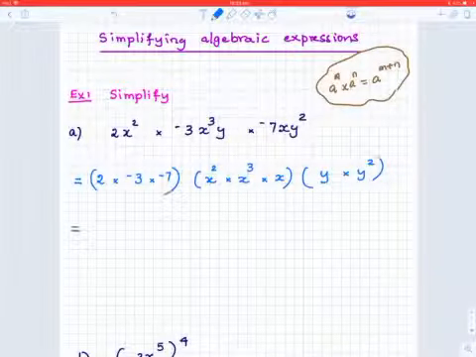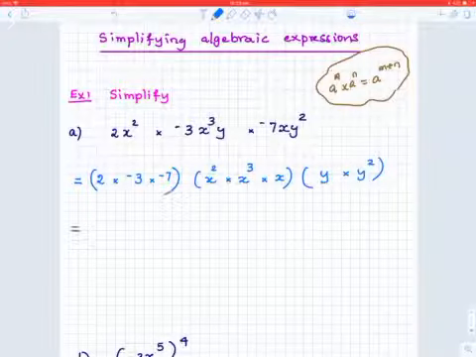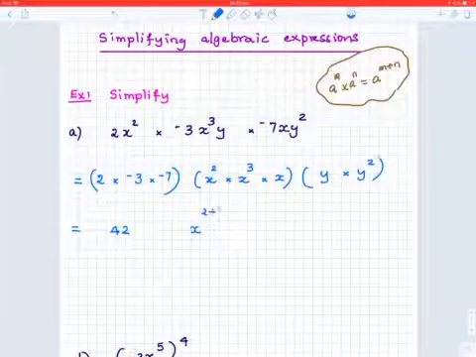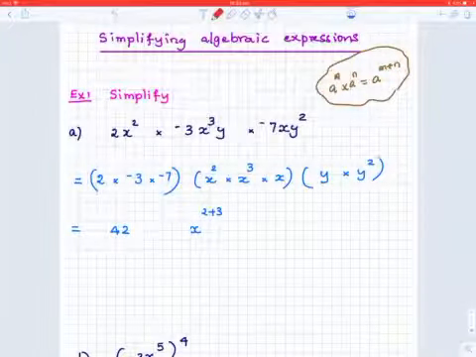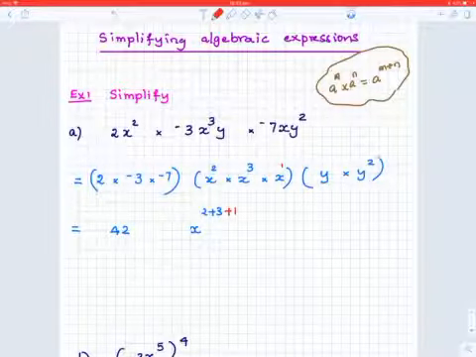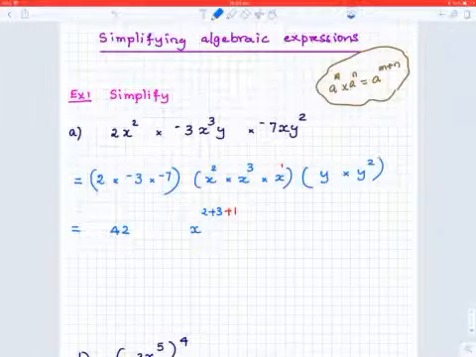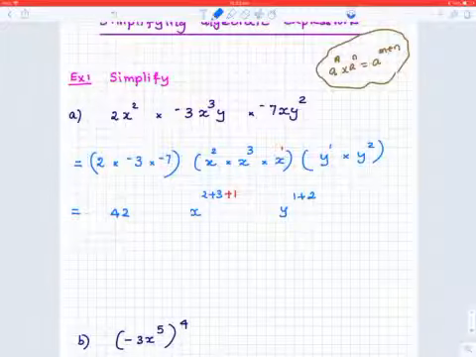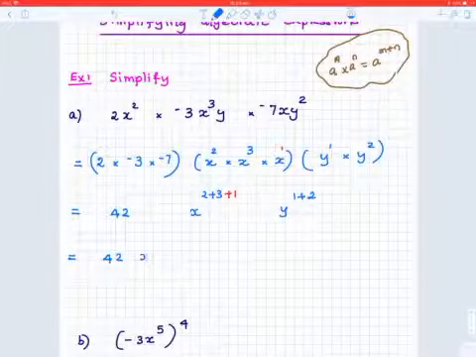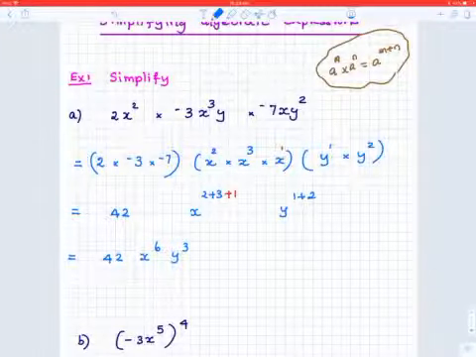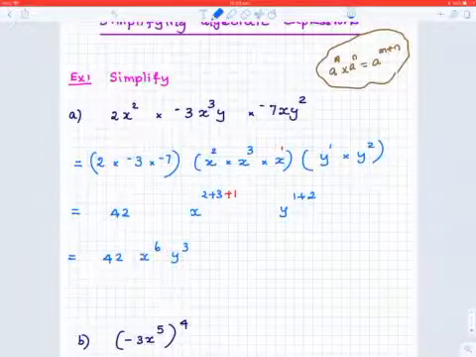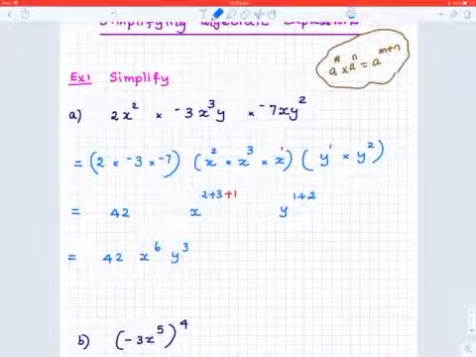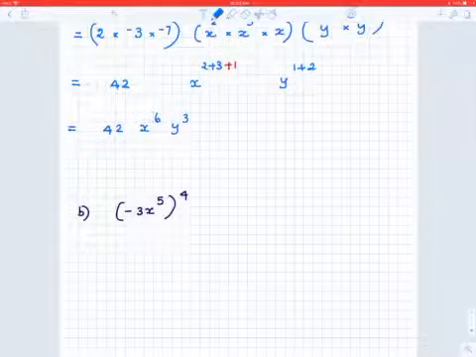So this part, 2 times minus 3 times minus 7, becomes 42. Now, the powers, it has to be 2 plus 3. x by itself means x power 1, so plus 1. And then the same here, y to the power 1 plus 2. So your answer is 42 x power 6 y power 3. So when you multiply algebraic terms, multiply the numbers. When it comes to pronumerals, you add the powers. That is the rule.